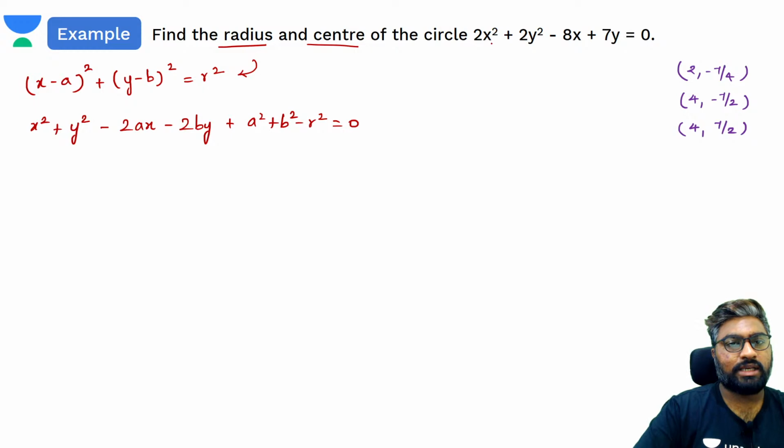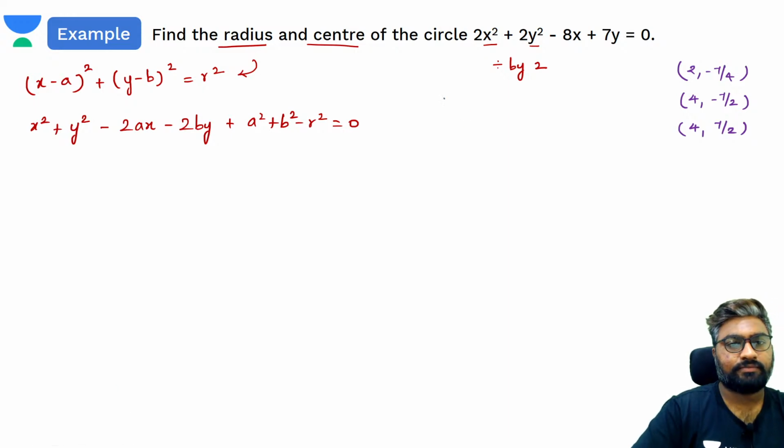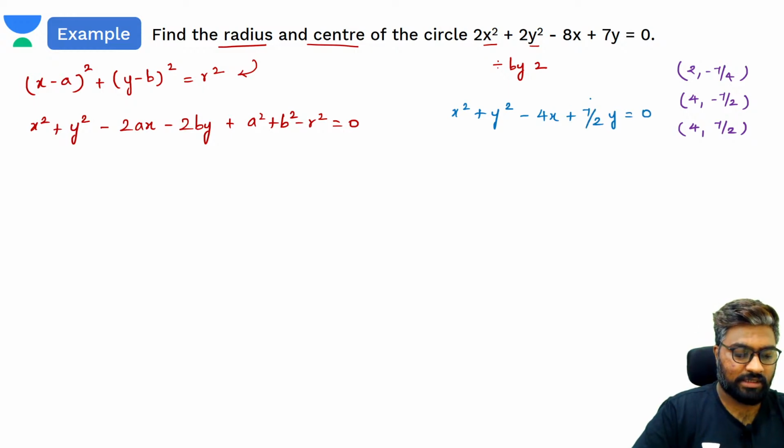each other. So here we see that x² and y² have a coefficient. We need to remove that. So what will we do? Divide this entire equation by 2. So this will become x². Let me use a different pen. x² + y² - 4x + 7/2 y = 0. Yes.